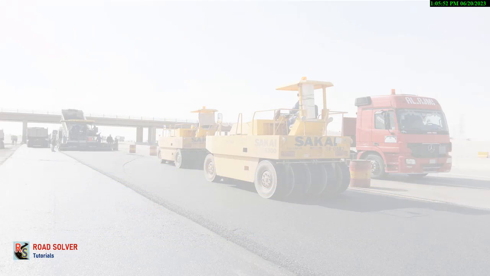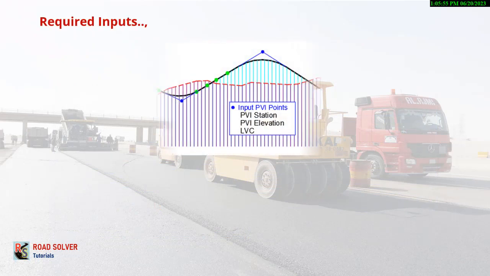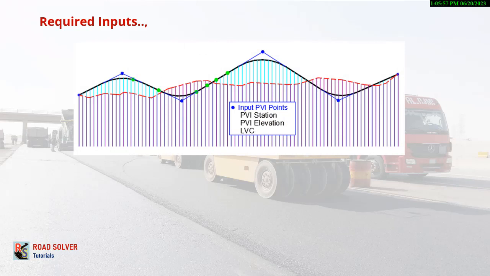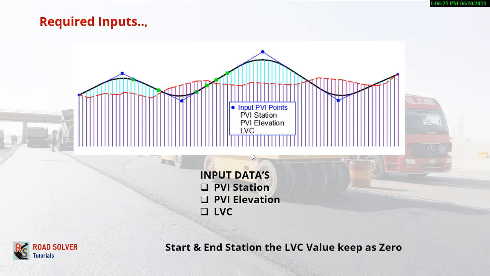The next one, what are the inputs required for the vertical alignment? Each profile has PVI stations with the start and end. For each station there is a PVI station, PVI elevation and LVC, length of vertical curve. These are the three inputs we are giving to the Road Solver data. So the data inputs are PVI station, PVI elevation and LVC, length of vertical curve.